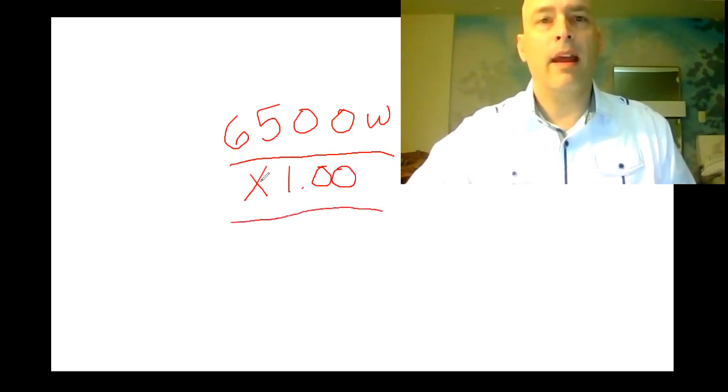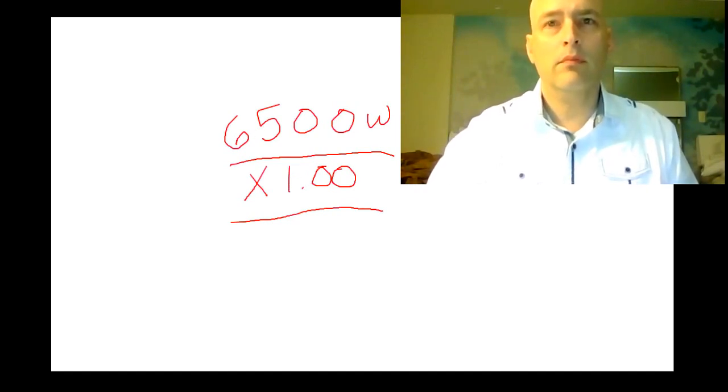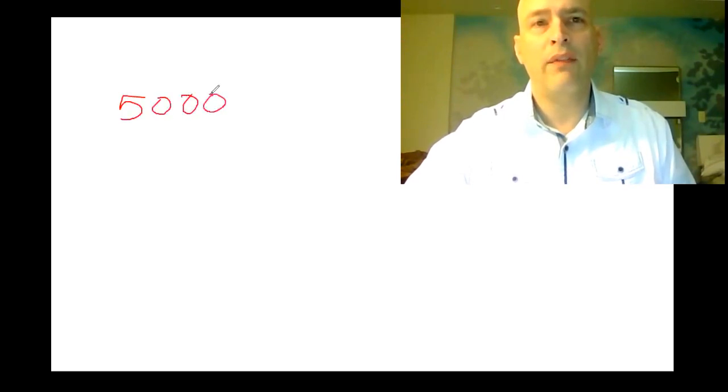Okay? Now, if we had 6,500 watt dryers and there were 5 of them, I'll just make it easy math. Let's do 5,000 watts because that's a little easier number to deal with. So 5,000 watt dryers, and we had 5 separate dryers, right?